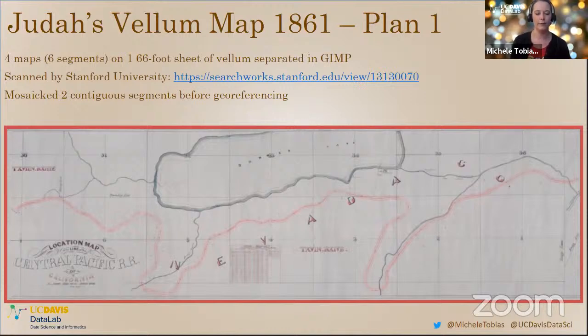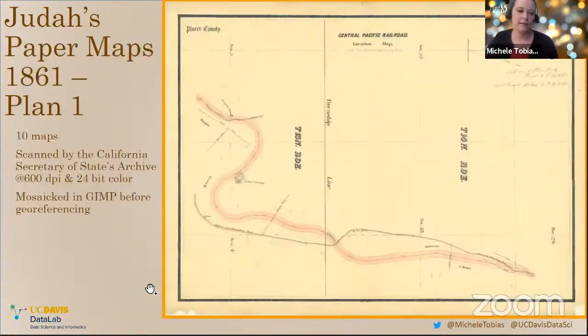So we got the map pre-scanned from Stanford and we ended up cutting it apart. There's those 6 segments, and this is actually 2 separate sections of map with a gap in the middle. So we mosaic the 2 sections that go together and then georeference those. Again, if the geography of that doesn't make sense, it will when I show you the map of all of the maps. The second set of maps we looked at is from the same time period as that first set. So this is 1861.